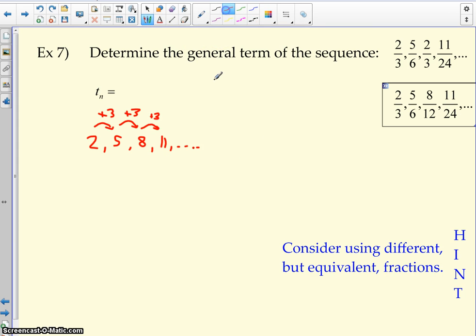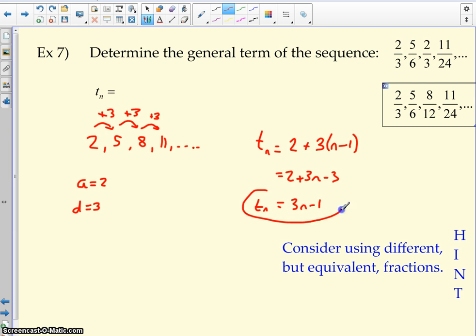I'm just dealing with the numerators here. I'm going to have an a value of 2, a common difference of 3. So Tn is going to be a, which is 2, plus 3 times n minus 1. That's going to give me 2 plus 3n minus 3, which simplifies into 3n minus 1. So this is a general term for the numerator.